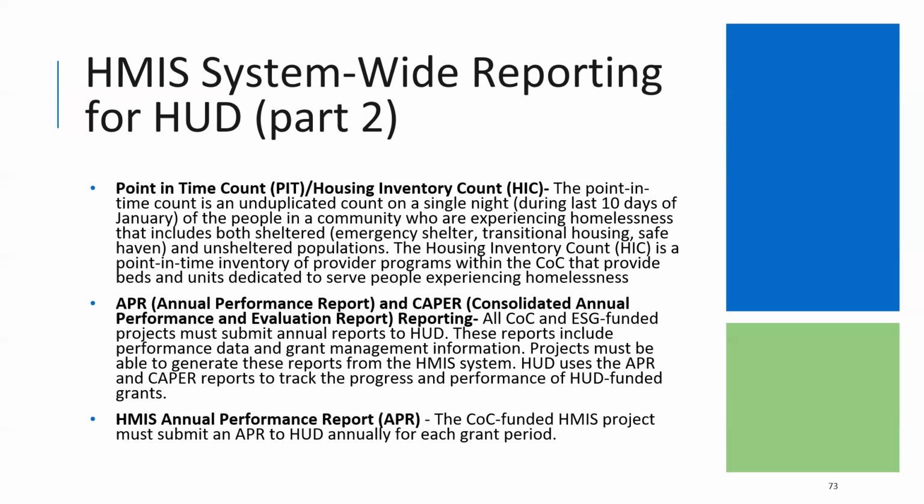And these reports include performance data, grant management information. So projects have to be able to generate these reports from the HMIS system, and HUD really uses these reports to track the progress and performance of your HUD funded grants. And lastly, the HMIS project itself has to submit an annual report to HUD. They have to submit their own APR to HUD.